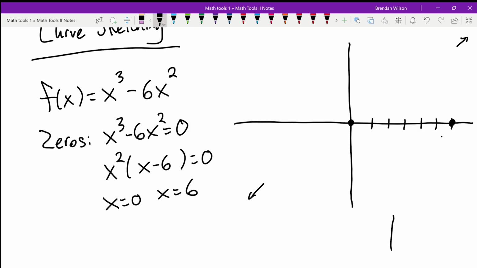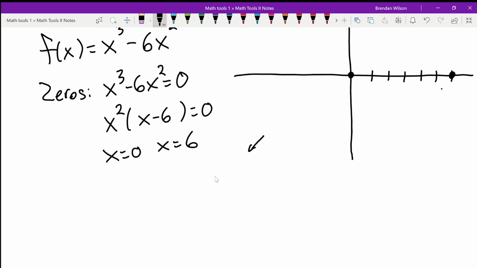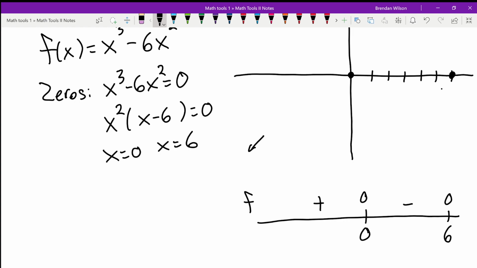And we could do a sign chart too, maybe. So let's go ahead and write that out. So if we did a sign chart for f, then with our zeros 0 and 6, right? Then we can plug in some points here. So if we plug in 1, for example, this is going to be negative. If we plug in a negative 1, this will be positive. Or no, it won't. Sorry, this will also be negative. And if we plug in like 7, for example, this will be positive. Okay.